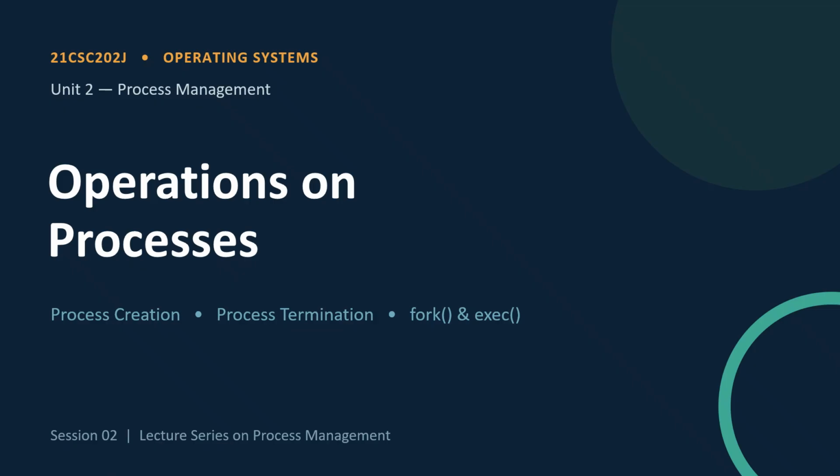In this session we are going to discuss an important topic from Unit 2 Process Management. Our topic for today is operation on processes. In this lecture we will mainly discuss three important concepts. First, process creation, second, process termination, and third, we will understand the important Unix system calls, namely fork and exec.